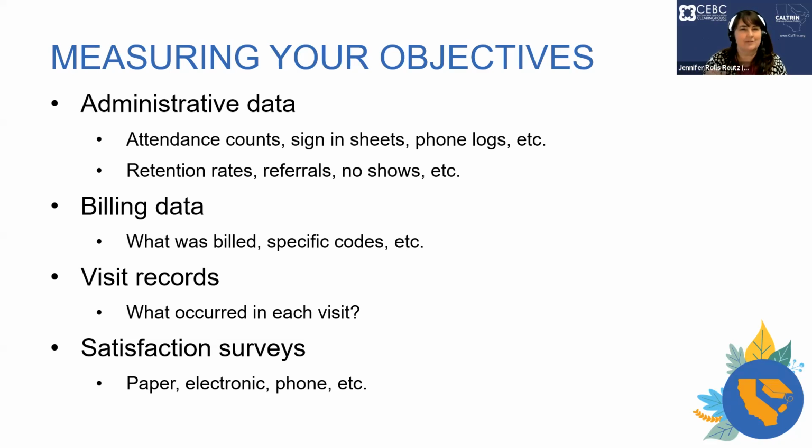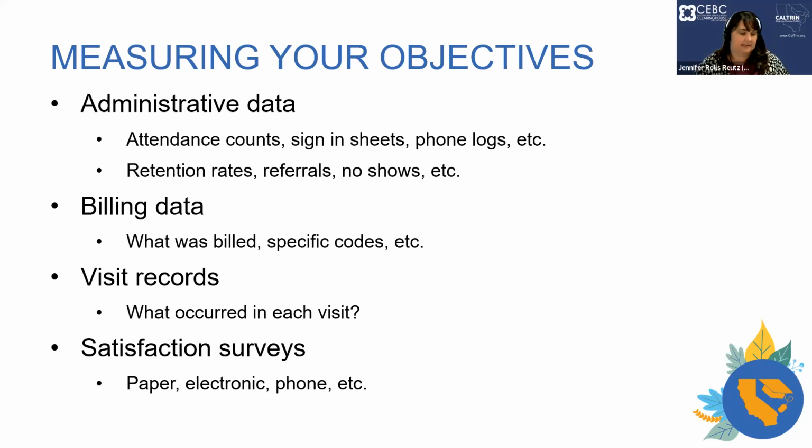Billing data, that's usually in some sort of electronic or databasey format. And that could be exactly what was billed, where there's specific codes. It's telling you some details about what was actually delivered. What did you bill for? And then lastly, your visit records. Depending on how you deliver your services, you might have detail on what was provided in each visit, whether it's a parent training program, a one-on-one visit with a family, so many different things depending on what your exact program is like. So this is all kind of administrative records.